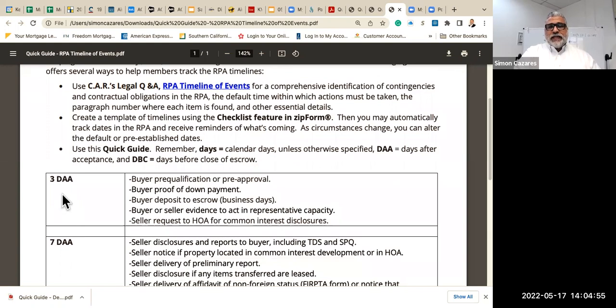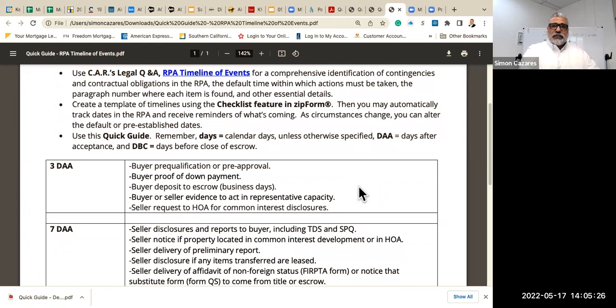So 3 days of the DAA, okay? This is the buyer qualifications or pre-approval. This is now part of the new purchase agreement, okay? Part of the new purchase agreement is the timelines. Back in December of 2021, we had the loan contingency being 21 days. Guess what, ladies and gentlemen? Now it's 17 days. 17 days.